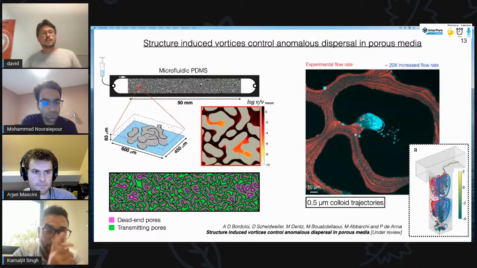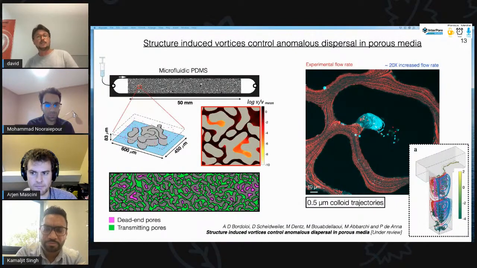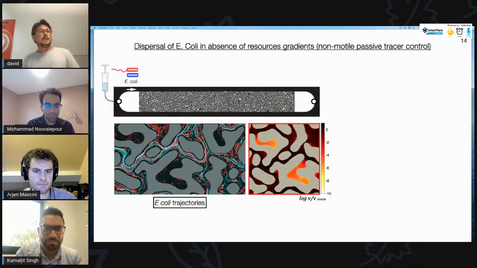However, in the dead-end pores, where we thought that transport would be mainly diffusion dominated, we actually observed vortices of secondary flow that control the transport time scale of polystyrene microspheres through the pore system. But we then wanted to study microbial transport through this geometry, not simply polystyrene microspheres.